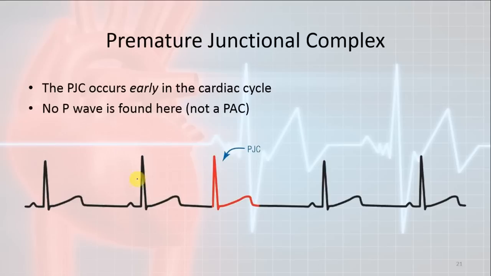A premature junctional complex will occur early in the cardiac cycle. As you can see here, this is the PJC. There's no P wave in front of it, so you can't call it atrial or junctional. But if you look at the QRS and the T wave of each one of these complexes, don't look at the P wave, look at the QRS and the T wave. They are all the exact same, which tells me there is nothing wrong with the ventricles. It is all supraventricular, or above the ventricles.